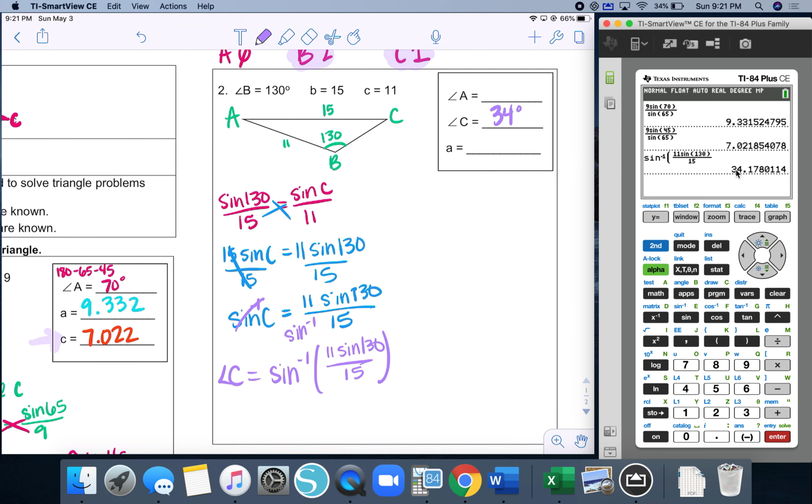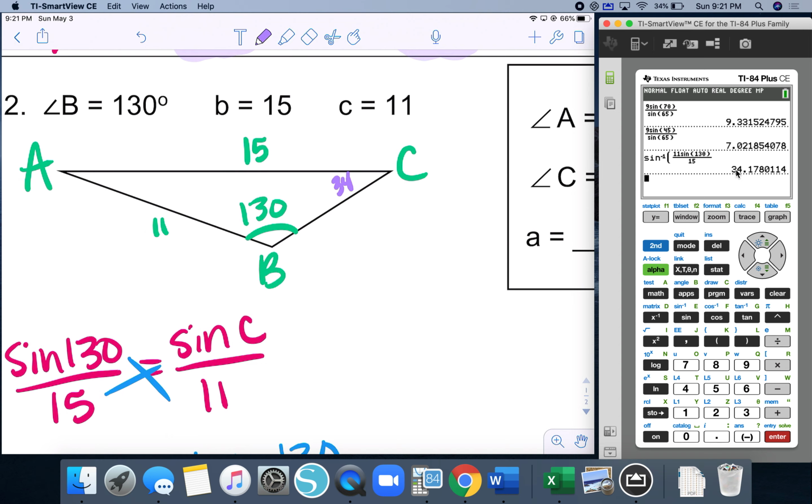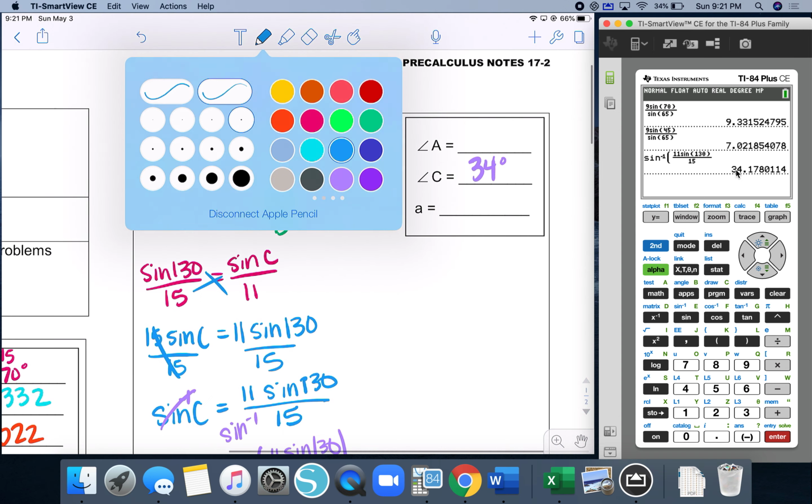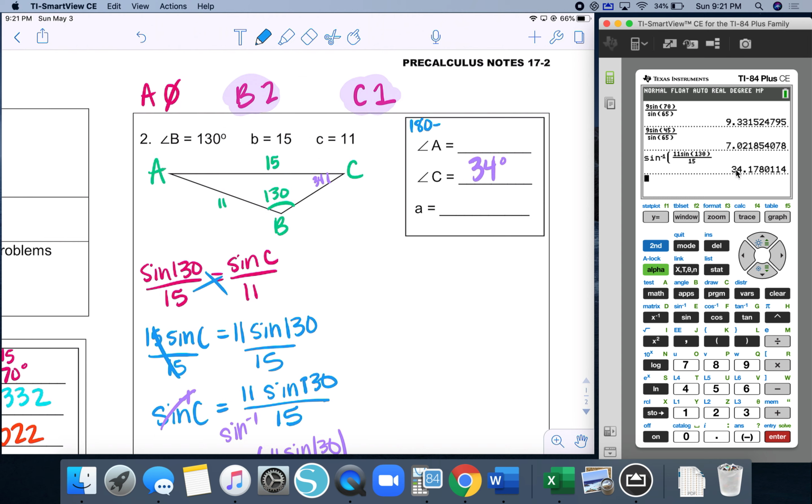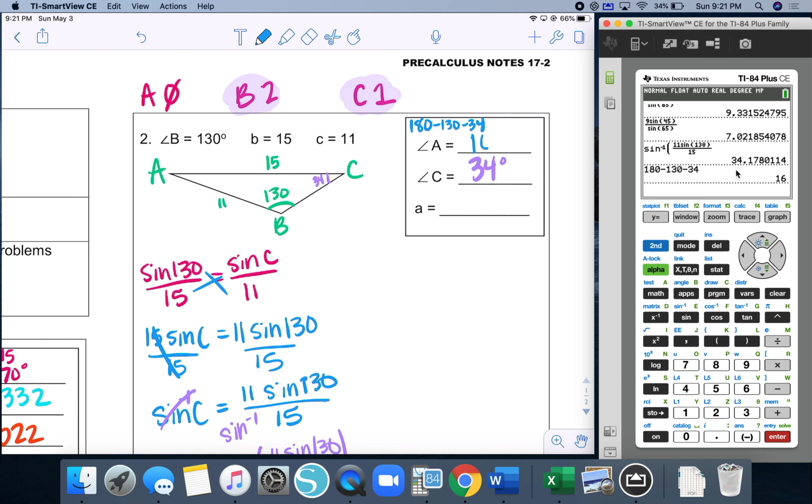So to find angle A, we go back to geometry, classic: 180 minus 130 minus 34. And we get 16 degrees. So I can tell that side A is definitely going to be small. So to find side A, I'm going to need sine of angle A over side A.